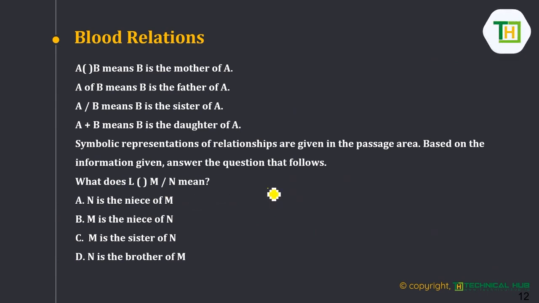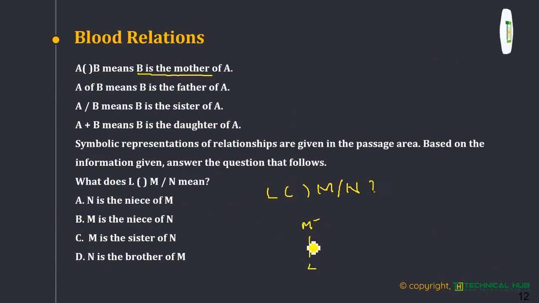Okay, L versus M. Here the first symbol means B is the mother of A, so M is the mother of L. M is the mother of L means M is female, mother of L. Clear? So here B is the mother of A means M is the mother of L. L's mother is M. So M is female.